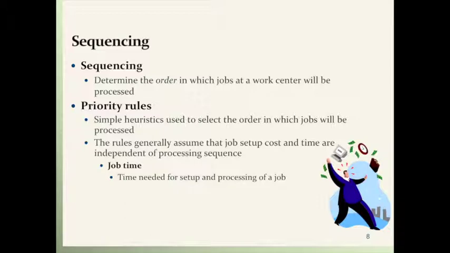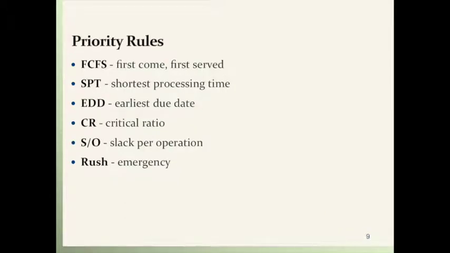So there's sequencing, and this is where you determine the order in which jobs at a work center will be processed. So there's priority rules. One of them is the simple heuristic used to select the order in which jobs will be processed. The rules generally assume job setup costs and time are independent of processing sequence. And the job time is really the time needed for setup and processing the job. So there's different priority rules.